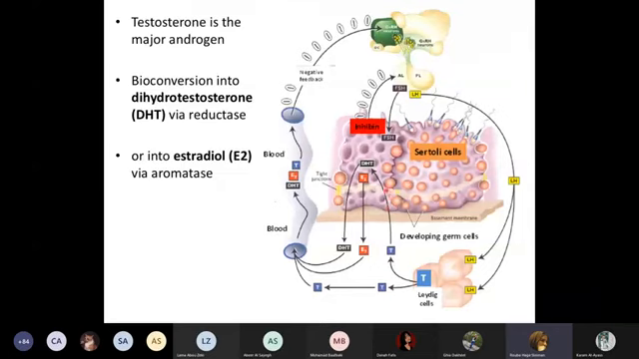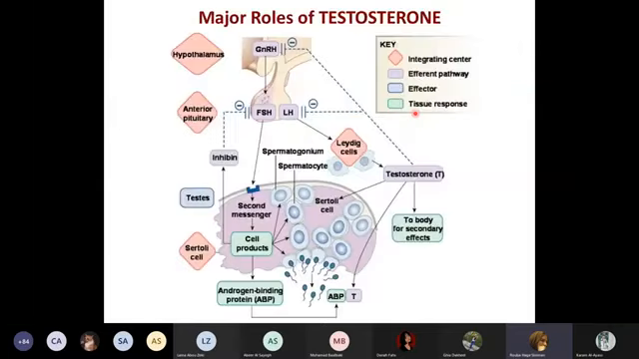It can pass through the membrane. It can be transformed into dihydrotestosterone by the activity of the reductase. Also, it can lead to the formation of estradiol by the activity of the aromatase, or it can pass through the Sertoli cells to reach the lumen, where it binds to the androgen binding proteins and gets concentrated inside of the lumen. Now, what are the major roles of testosterone?